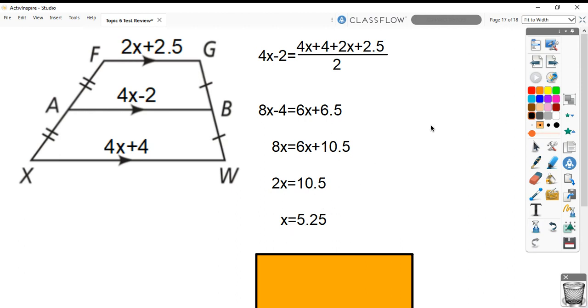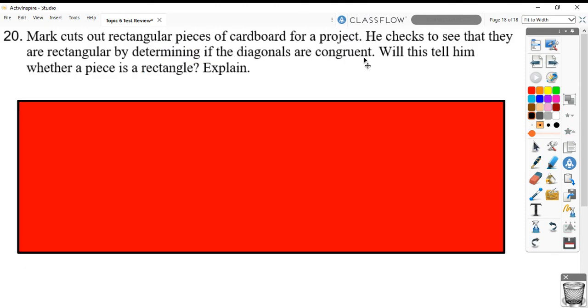That's perfectly okay. All right, our very last problem is an exercise in logic. Mark cuts out rectangular pieces of cardboard for a project. He cuts out pieces that he believes are rectangles because he wants to check to see that they are actually rectangular by determining if the diagonals are congruent. So the question is this: if the diagonals are congruent or not, is that enough information to tell you if the pieces are rectangles? Okay, is that enough just if the diagonals are congruent to say that the pieces are rectangles?